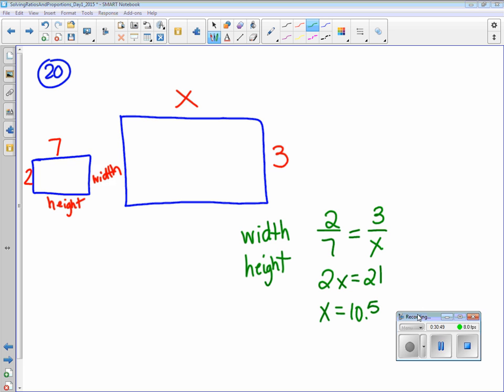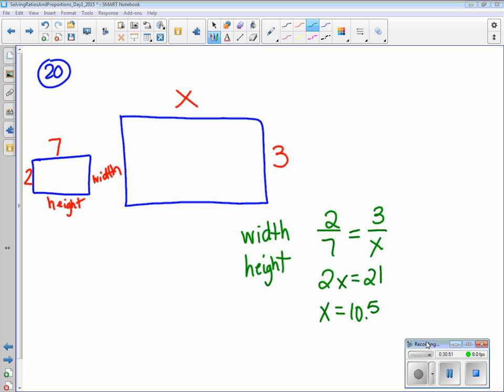And we should include our units. And what were they? Feet. Okay. So if it's a word problem, make sure you're including those units there. Okay? Just a question. All right.